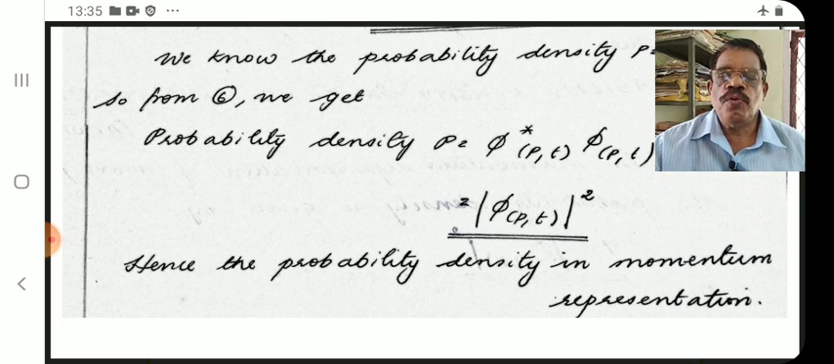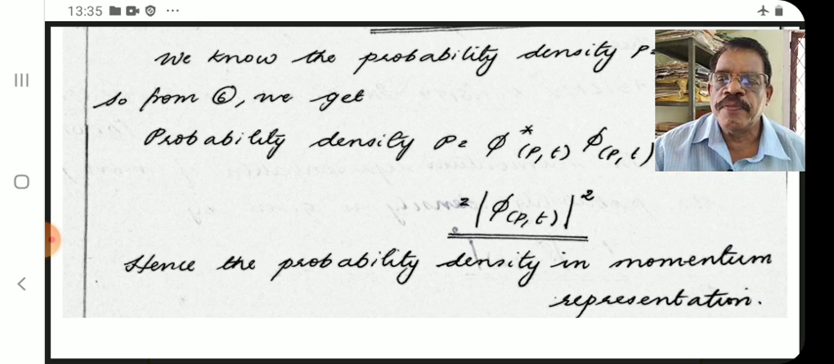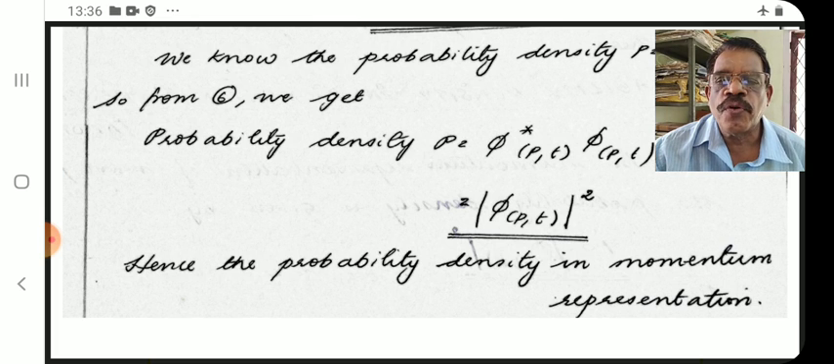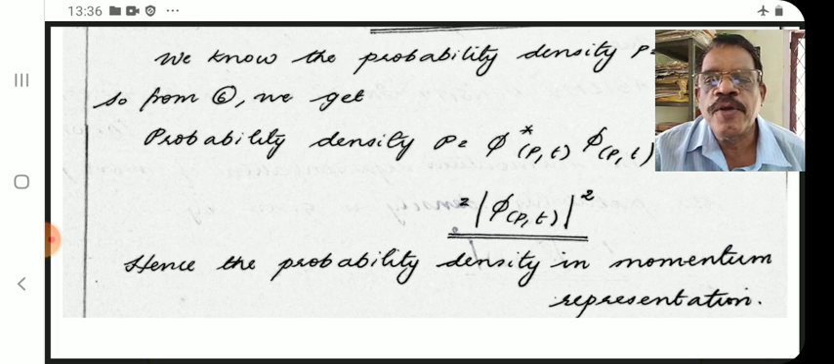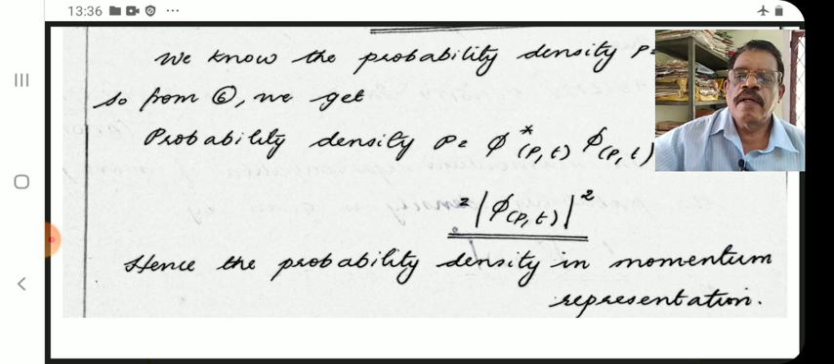So similar to the probability density in the coordinate wave function case, in momentum representation we can write the probability density as P = φ*φ, or |φ(p,t)|². That is all. This is the probability density in momentum representation.